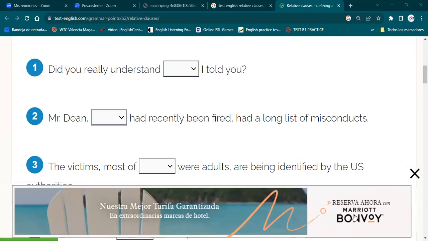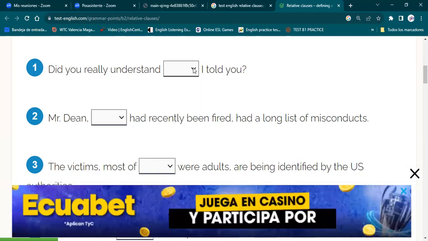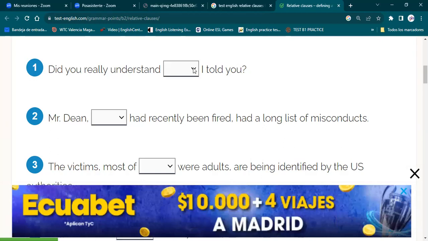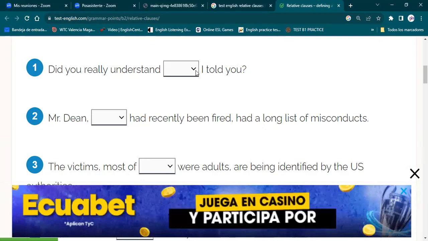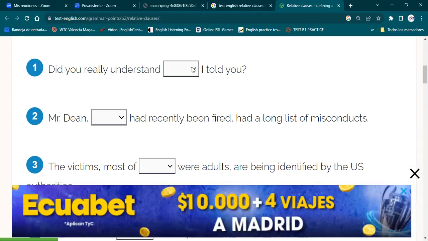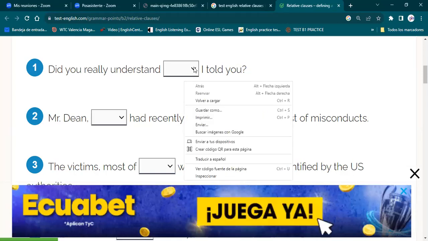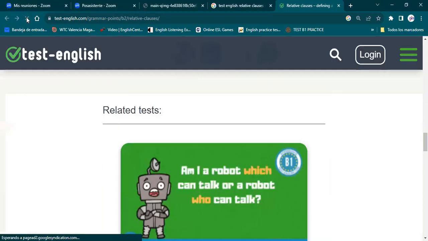Who, what, that, etc. Number one, Guido: Did you really understand that I told you what I told you, or which I told you? Did you really understand that I told you what I told you, lo que te dije. Again, oh my God. I don't know why there is a problem with this, that it doesn't open. Yesterday, it was the same.